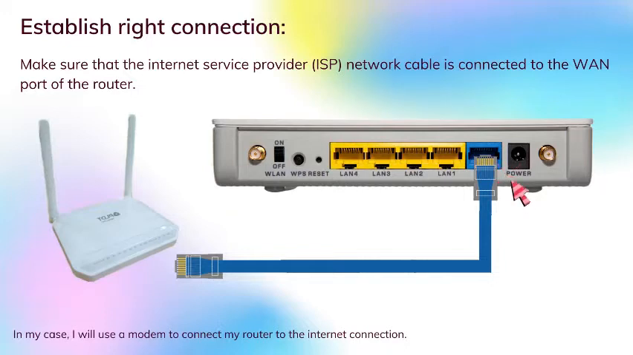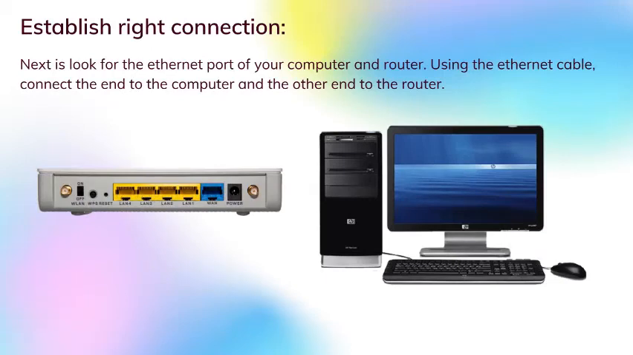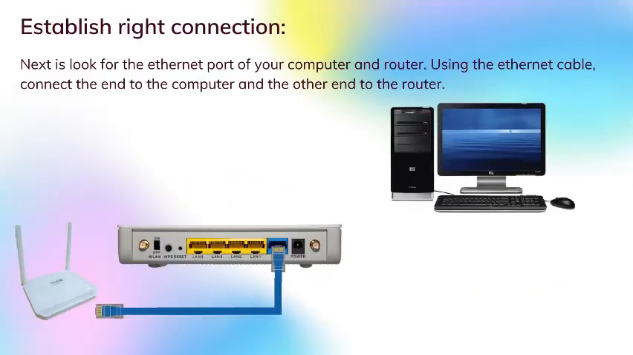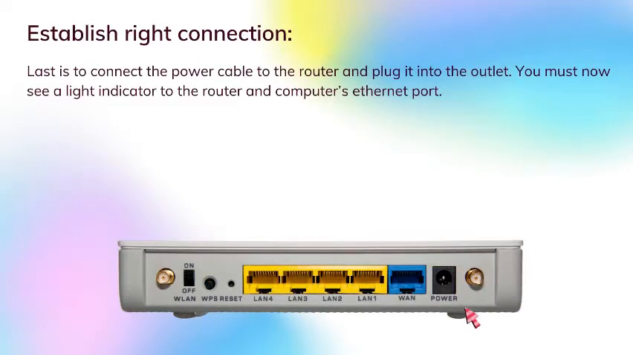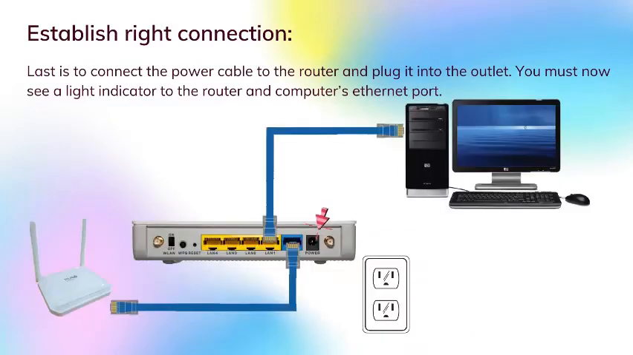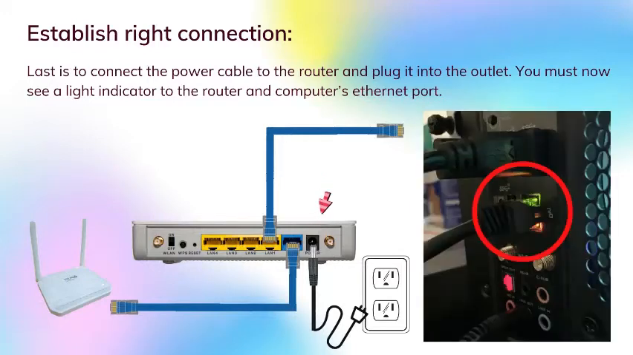Next is to look for the Ethernet port of your computer and router. Using another Ethernet cable, connect one end to the computer and the other end to the router's LAN port. It doesn't matter which one of the four LAN ports as long as it works. Last is to connect the power cable to the router and plug it into the outlet. You must now see a light indicator on the router and computer's Ethernet port. After that third step, let's move on to the next step.